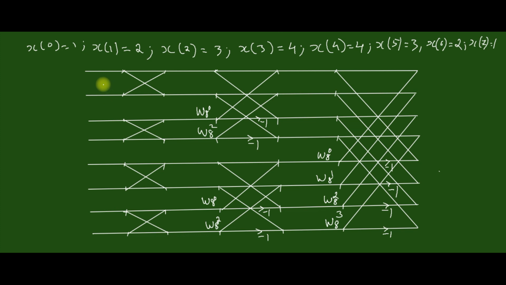Next, the stage 1 twiddle factor, which is all W8 raised to 0. Here again, at the twiddle point we can give the arrow mark with the -1. Next, you can give the sufficient number of arrow marks.